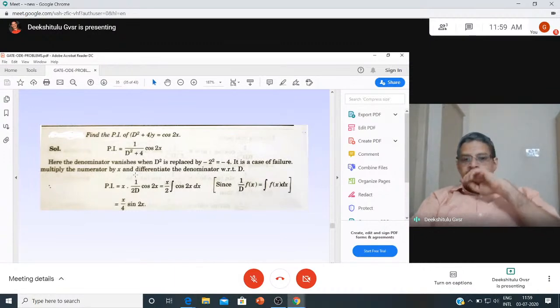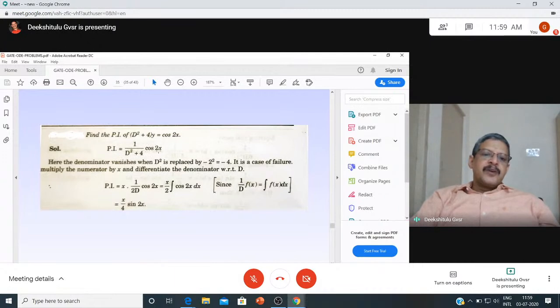So the particular integral is 1 by D square plus 4 of cos 2x. Replace D square by minus a square. Here a is 2, so minus a square is minus 4. Substituting gives 1 by 0, so this is the failure case.